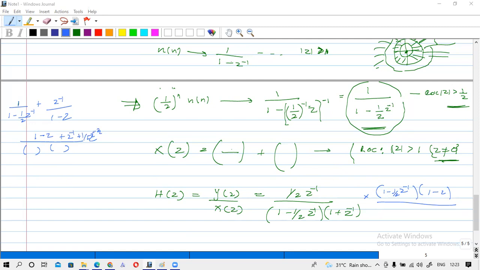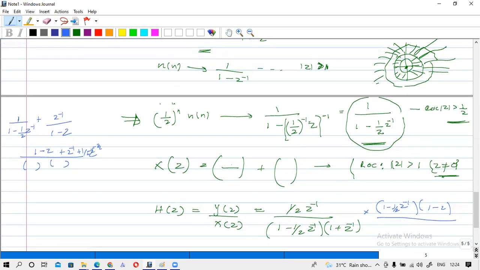When all these. So am I doing any mistake here? Minus half, is it? Yeah. Here it is minus, no? 1 minus z plus z minus 1 minus half z minus 2, no? Is this okay?